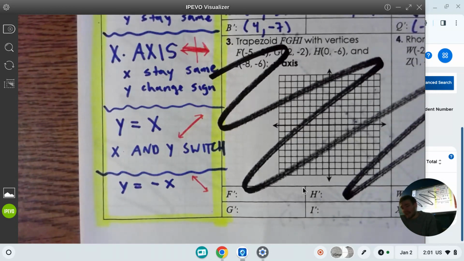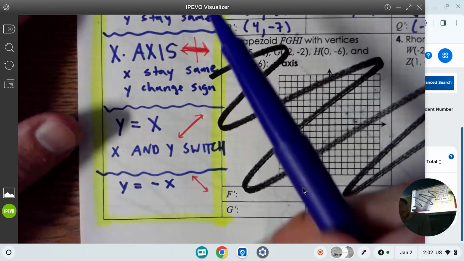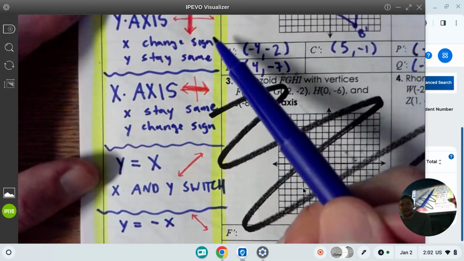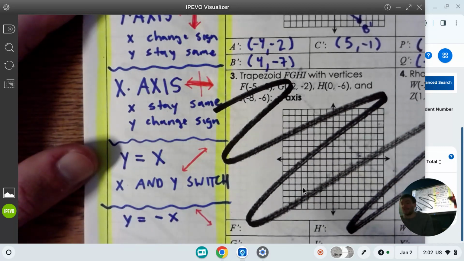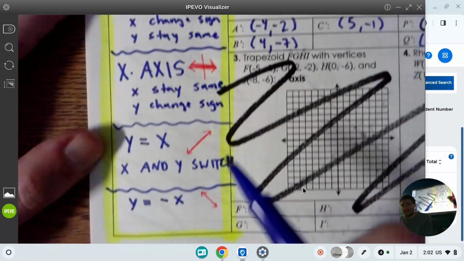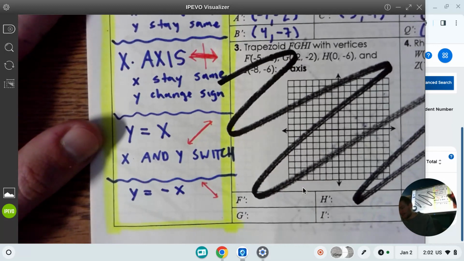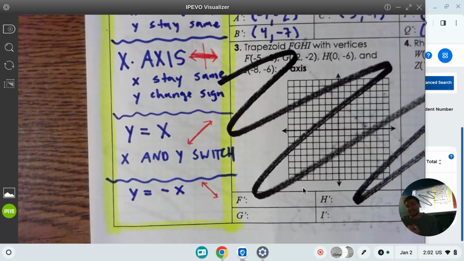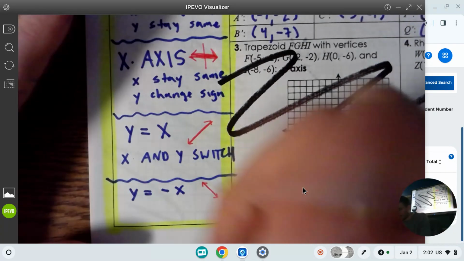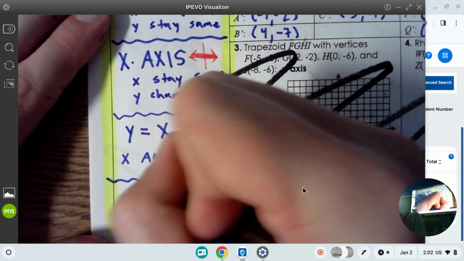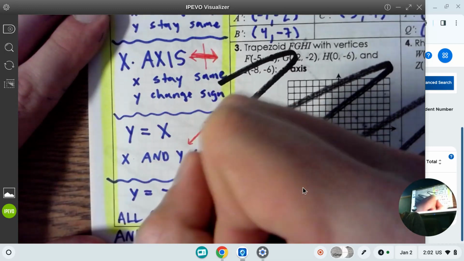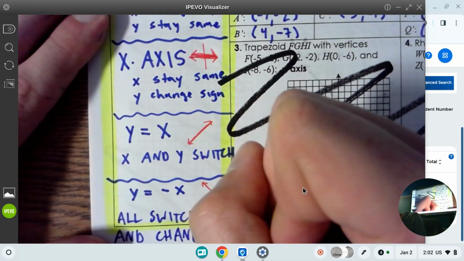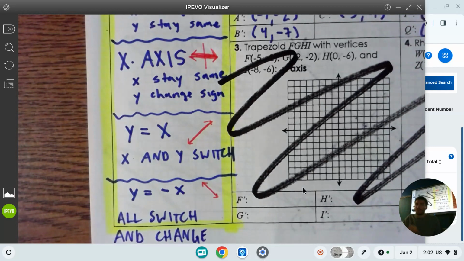Basically just a negative diagonal. Okay, now this one, we can't just change the sign for x. We can't just change the sign for y. And we can't switch the x and the y because we've already done that. This one, we're going to do absolutely everything. We're going to change the x sign, change the y sign, and we're going to switch the x and the y. So, all switch and change. All right, it's a total switch up.